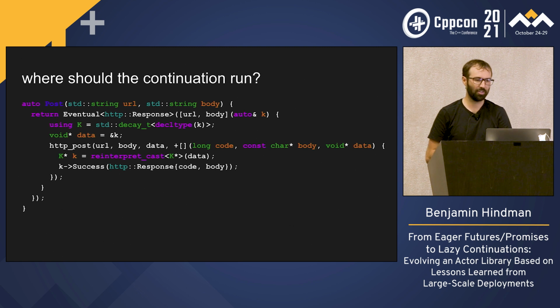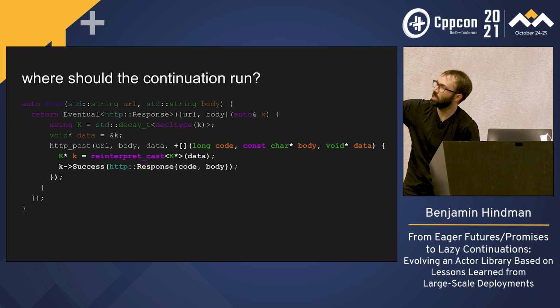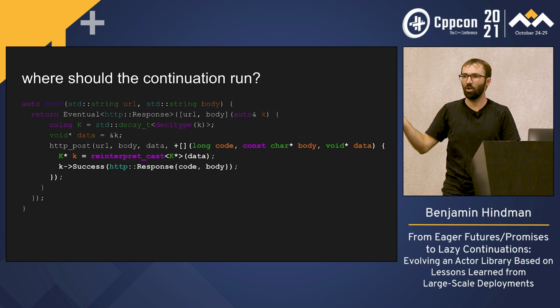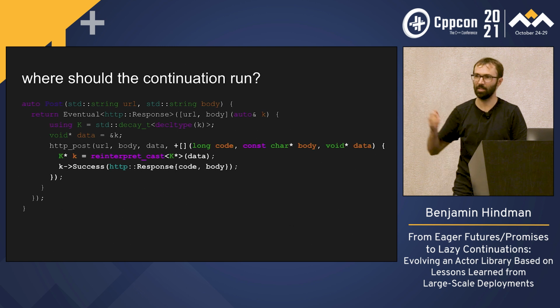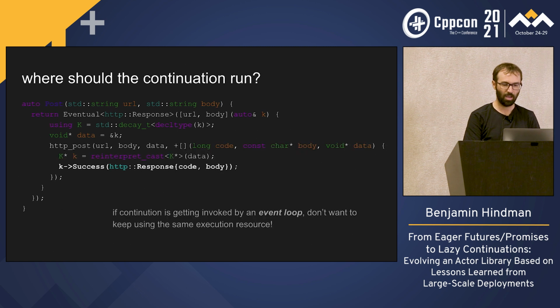Okay, all right, so scheduling. We run into a really interesting situation that we ran into with futures and promises as well, which is where should the continuation run? In particular, when my event loop is done doing HTTP post and it wants to call ksuccess, should it just call ksuccess? Should it use the same execution resource that it was using when it got to this place? It's the exact same problem that I had with promises that we were talking about earlier, okay?